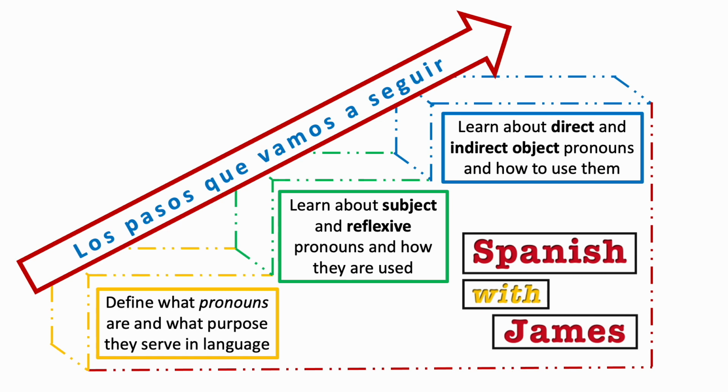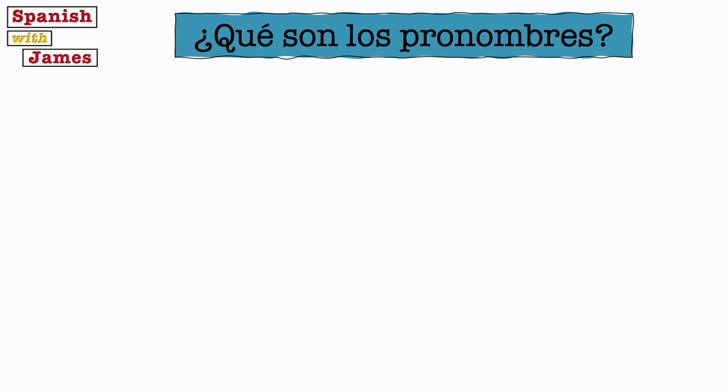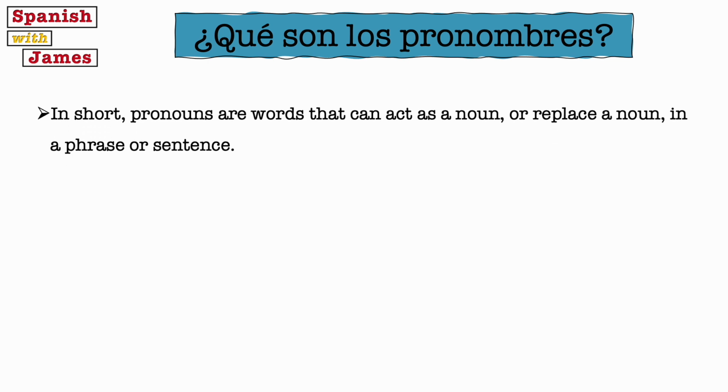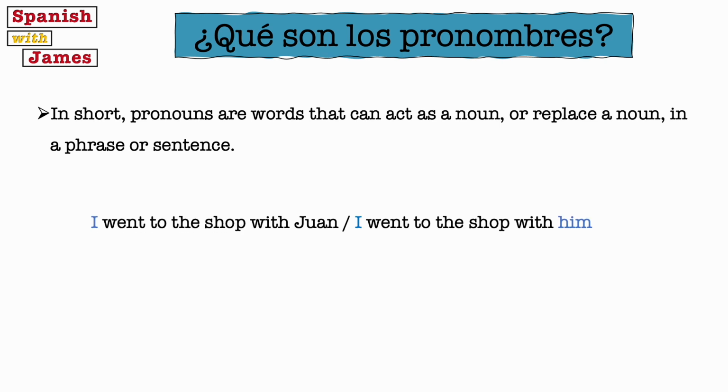Empecemos. Let's get started. ¿Qué son los pronombres? In short, pronouns are words that can act as a noun or replace a noun in a phrase or a sentence. So in English I might say, I went to the shop with Juan. Here the pronoun I is a subject pronoun. It's telling me who did the going, who did the verb to go. And since I'm going with Juan, if I've already mentioned Juan, I could say I went to the shop with him. So him is replacing Juan.